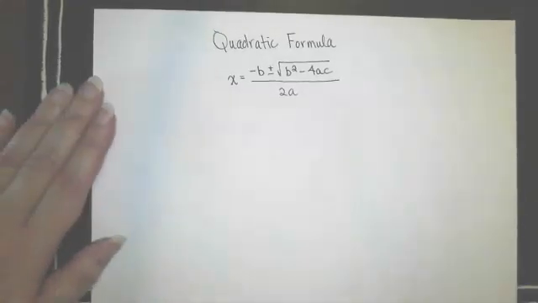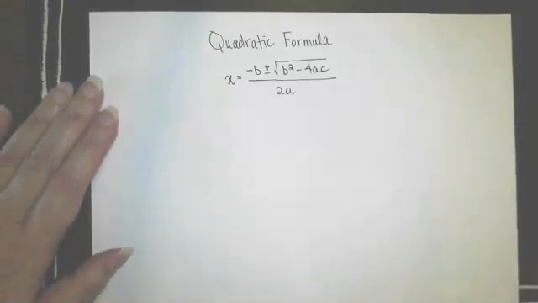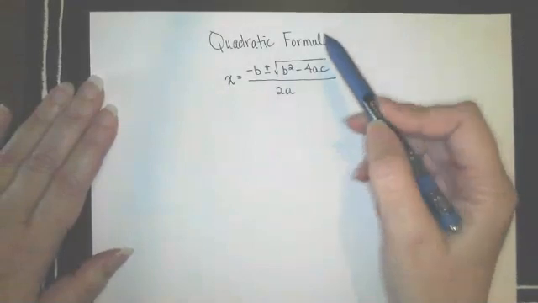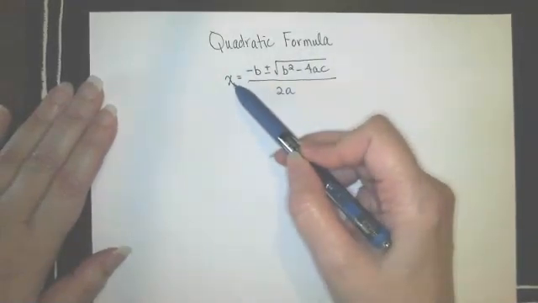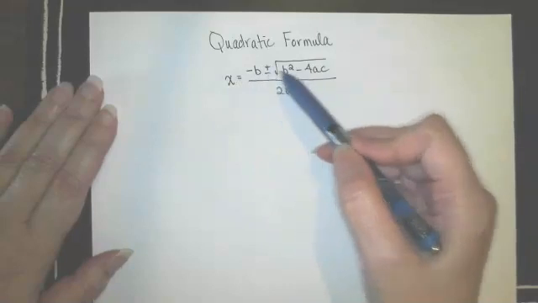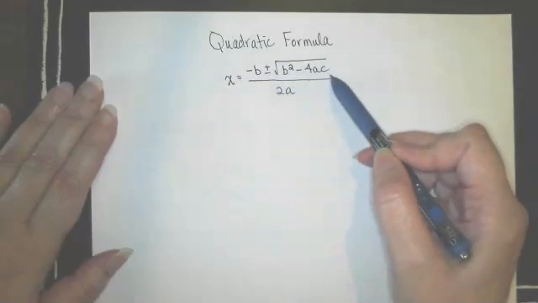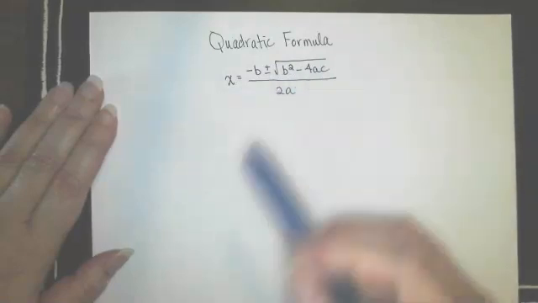Hi, let's start by using the quadratic formula to solve a quadratic equation. So remember, the quadratic formula is: your x, or your solutions, are equal to negative b plus or minus the square root of b squared minus 4 times a times c, all over 2a.